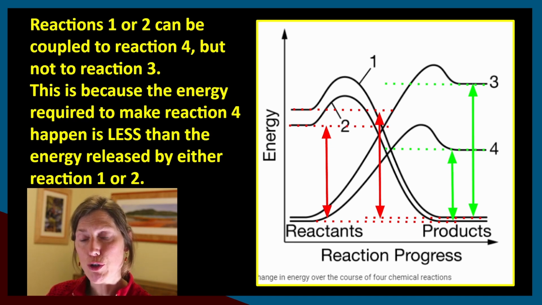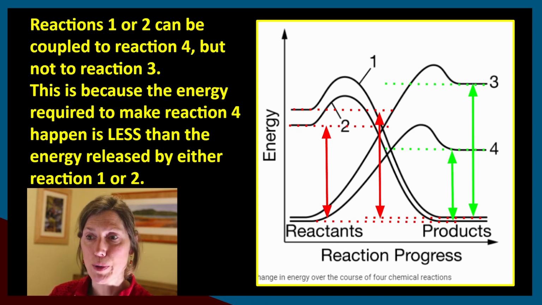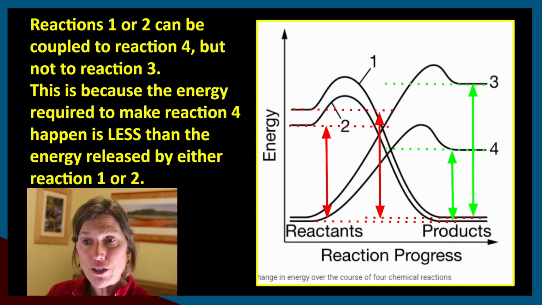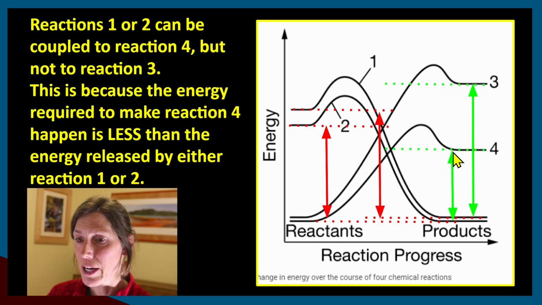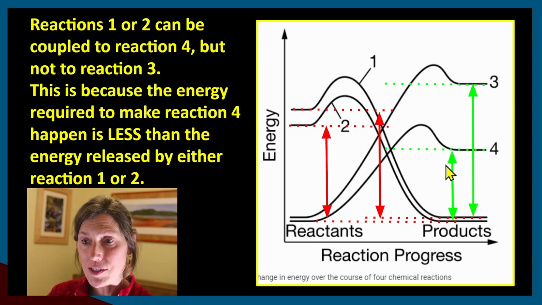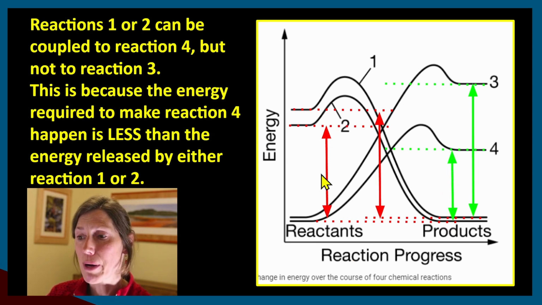Reactions 1 or 2 can be coupled to reaction 4, but not to reaction 3 for exactly this reason. The energy required to make reaction 4 happen, as indicated by this smaller double-headed arrow, is less than the energy released by either reaction 1 or 2.